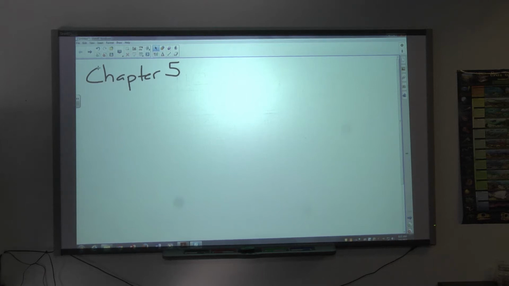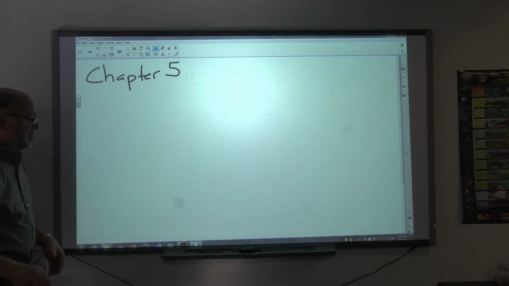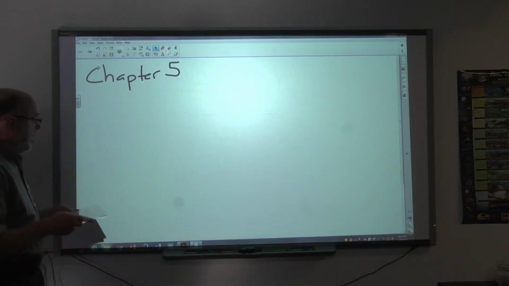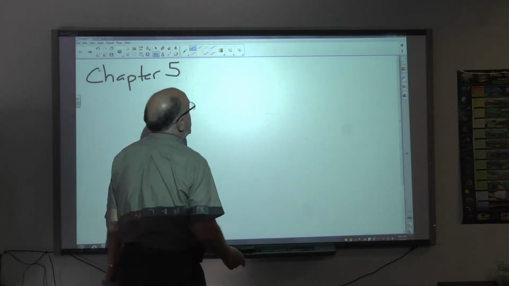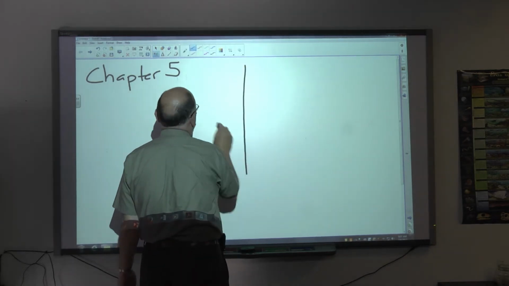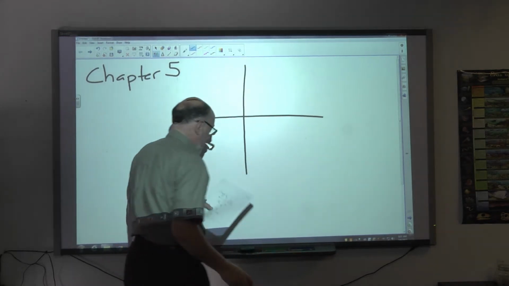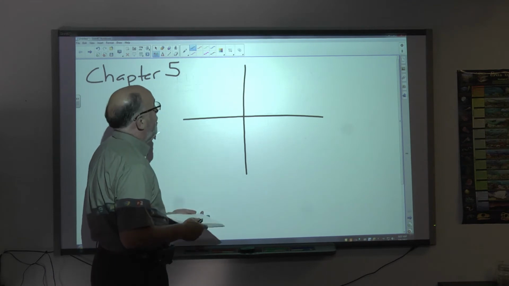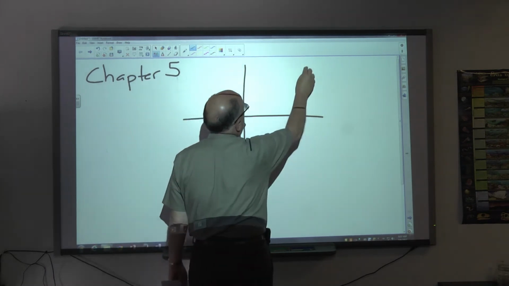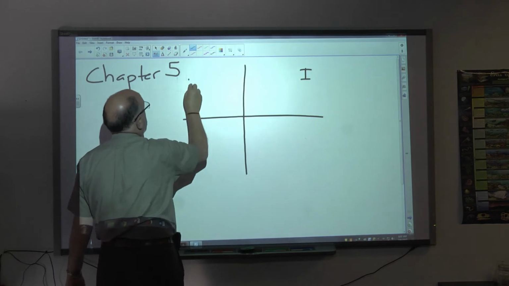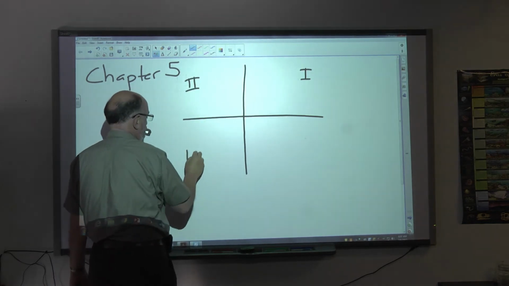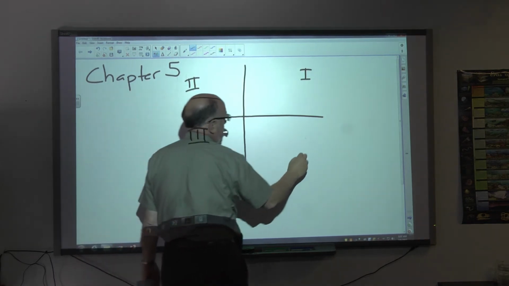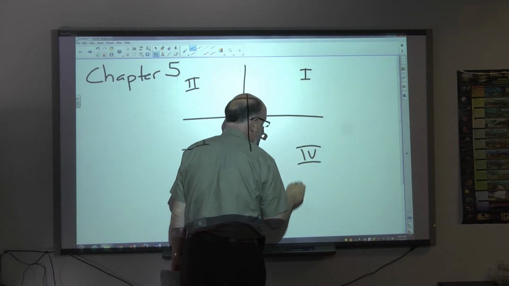We're on to chapter 5 and a start of our stuff talking about angles and trigonometry. And so we have in terms of our actual coordinate system and in terms of the quadrants, it goes 1, 2, 3, and then this is quadrant 4.